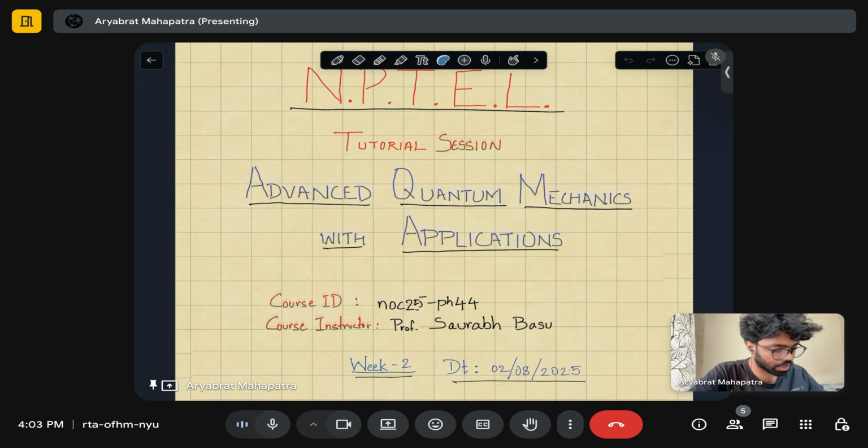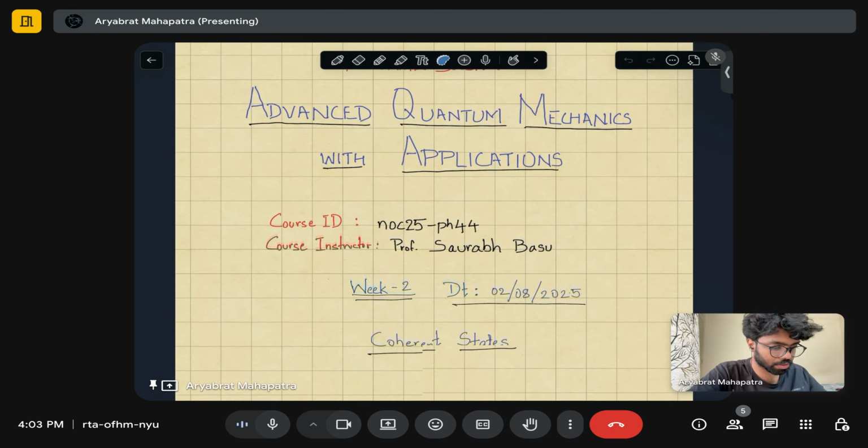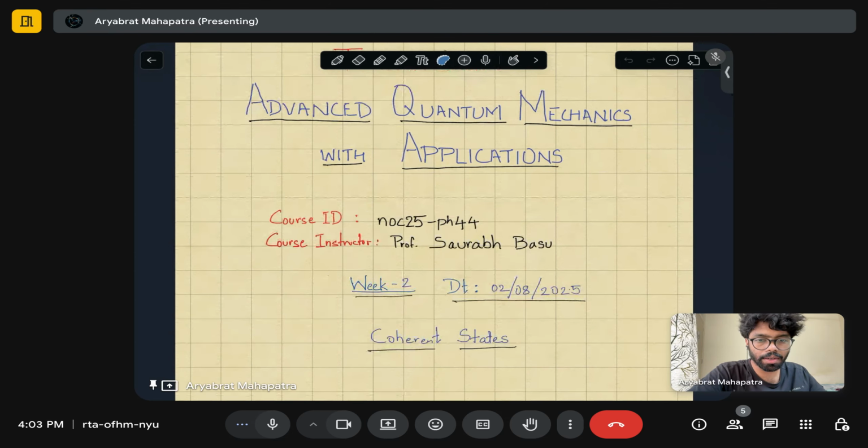So this week, in your week 2, you have seen topics related to coherent states. That is what we will be discussing right here, and also if you have any other questions related to the course or any problems that you didn't understand well, or anything in the lecture, you can always ask here. We are here to interact, discuss and resolve issues regarding the topics that have been discussed in your course.